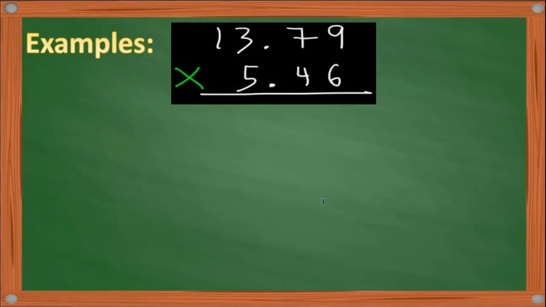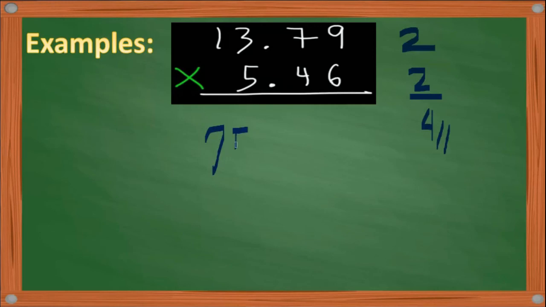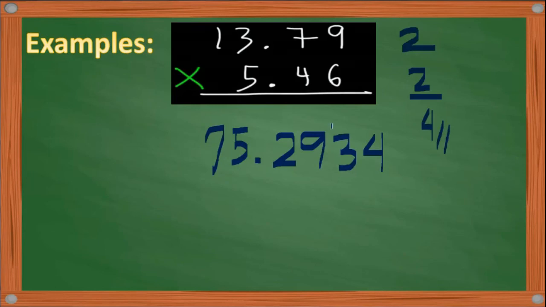Malalaman ko pag mali ang inyong sagot, doon sa decimal places pa lang. Dito, we have 2 at dito meron tayong 2. So, dapat ang movement, ang decimal places mo sa product ay 4. Pag dalawa lang yan, automatic, your answer is wrong. 13.79 times 5.46. So, our final answer is, sulat ko na lang, 75.2934.